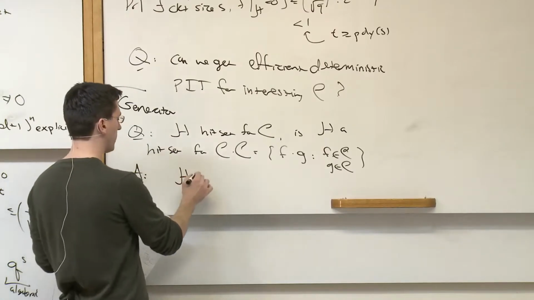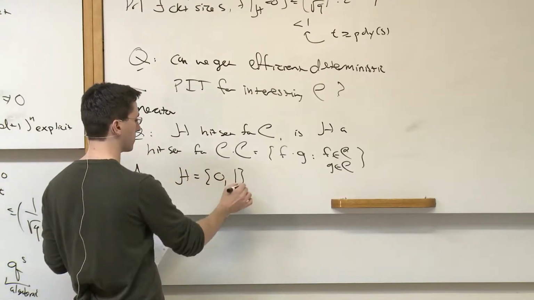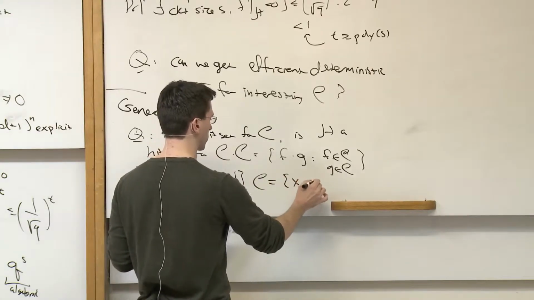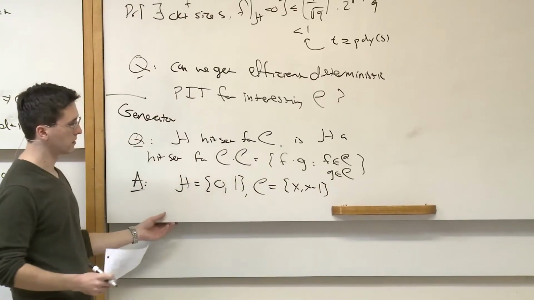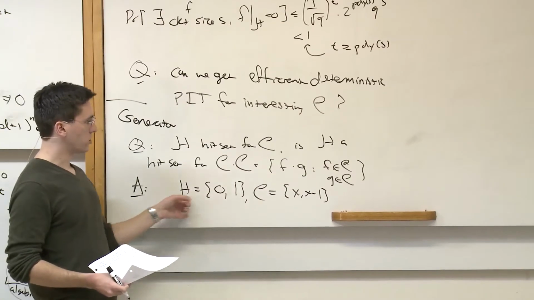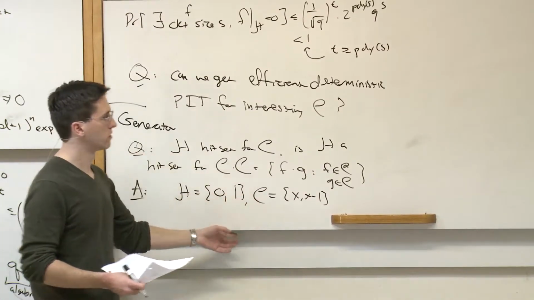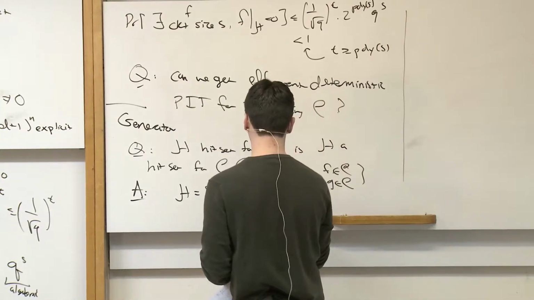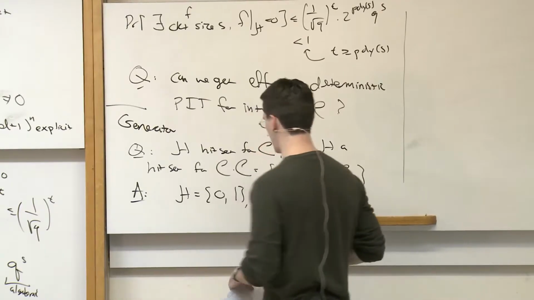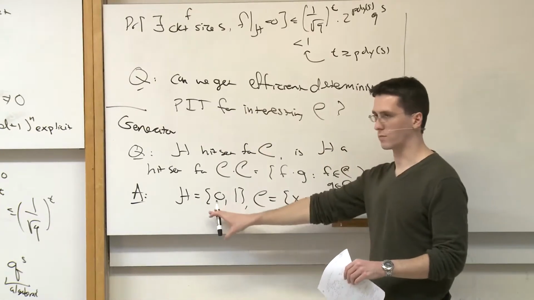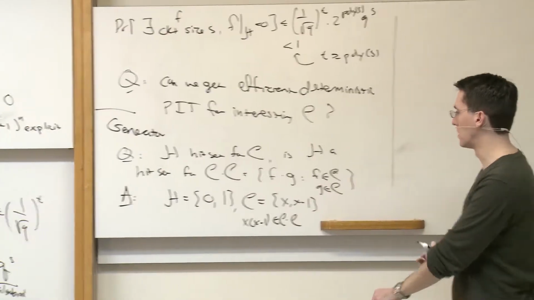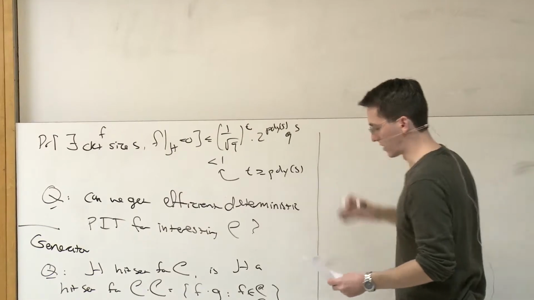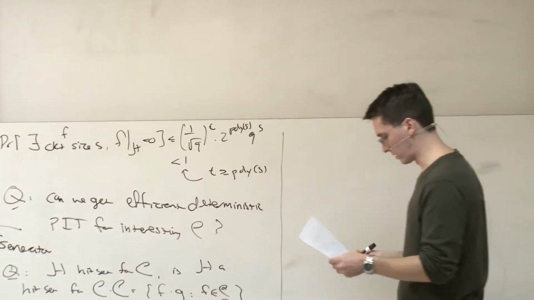But as a simple example, consider H as {0, 1}, and consider C as just x and x minus 1. Okay, so you can see that H will hit everything in C. That's sort of stupid, but x times x minus 1 is in C times C, right? And this vanishes on both of these points. So it's a trivial thing, and we need to fix this in some way. It's important for various technical reasons, but it's also conceptually nice.